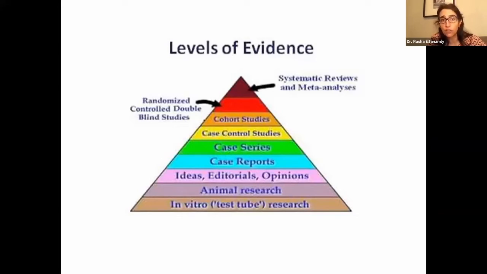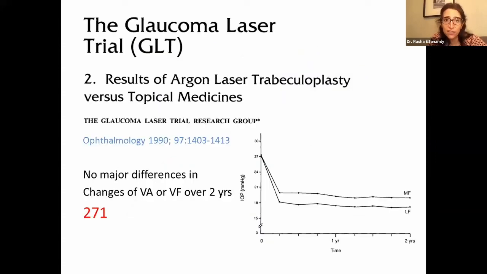So the first trial to discuss the use of lasers as a primary modality of treatment and compare it to medical treatment was the glaucoma laser trial. The results were first published in Ophthalmology in the year 1990. In that trial, investigators recruited 271 patients and randomized them, one eye to receiving argon laser trabeculoplasty and the other eye to receiving medications in the form of timolol maleate 0.5%. They followed those patients for 2 years.